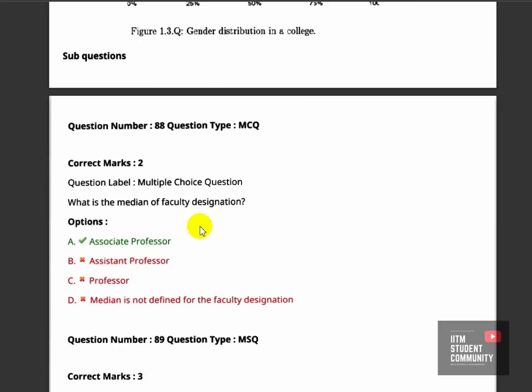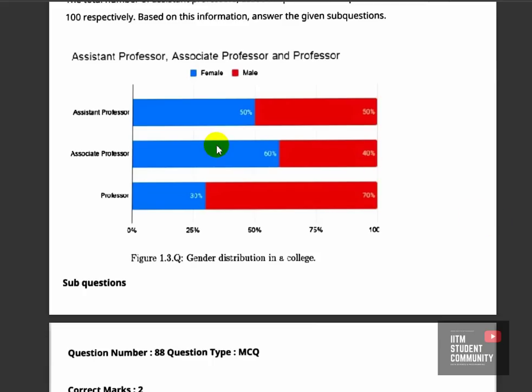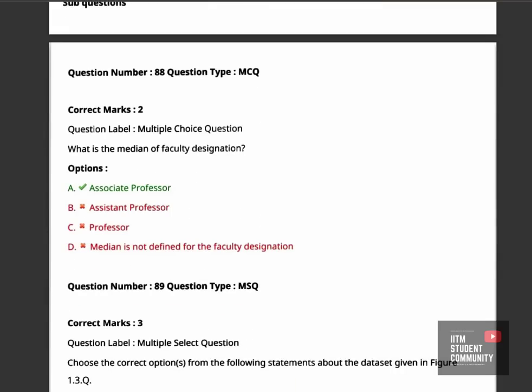Let's see. The question says, what is the median of faculty designation? Coming to C, that is associate professor, with the highest percentage, that is 60. Option A turns out to be correct.